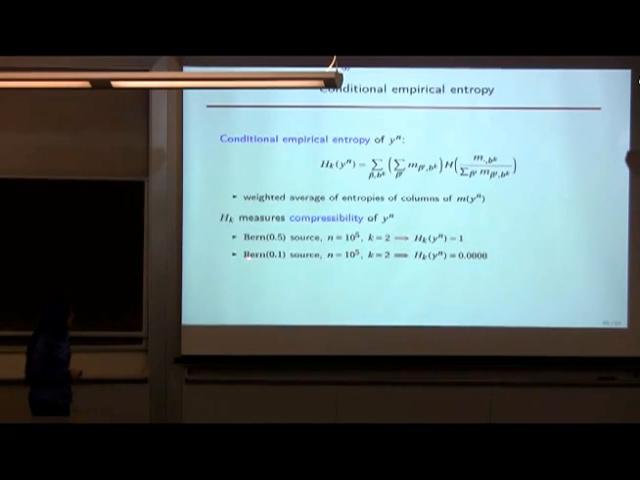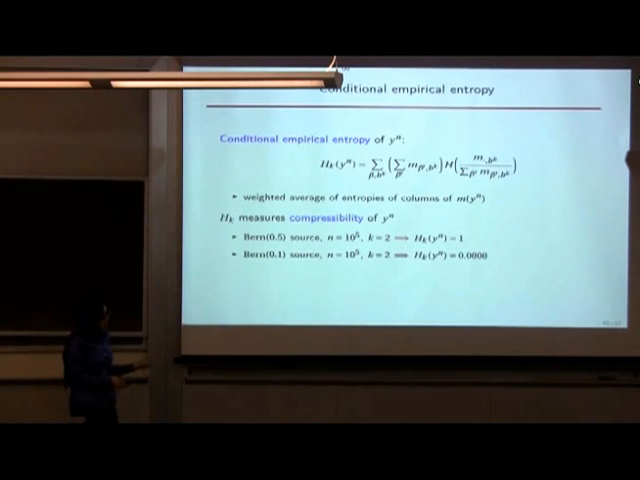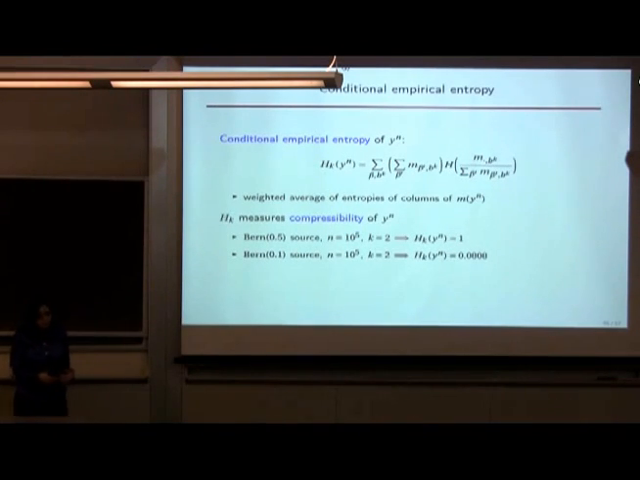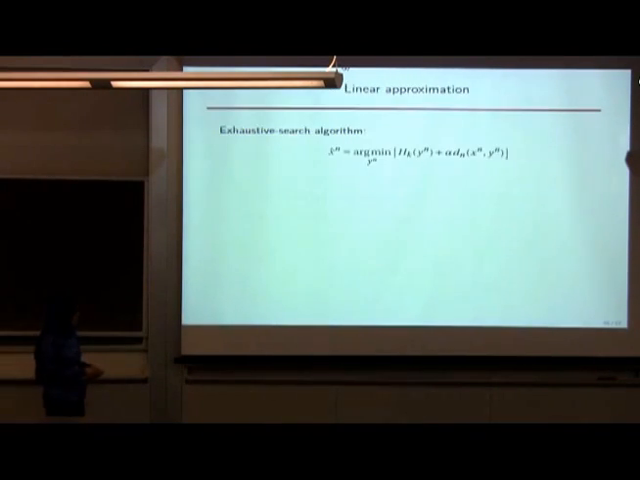So this is not a compressible signal, and what I get is 1. And if I run it on a different source, like a Bernoulli 0.1 source, which is compressible, the number I got was 0.08, which is much smaller than 1. So it's a compressible signal, H_k of y^n is smaller than 1.